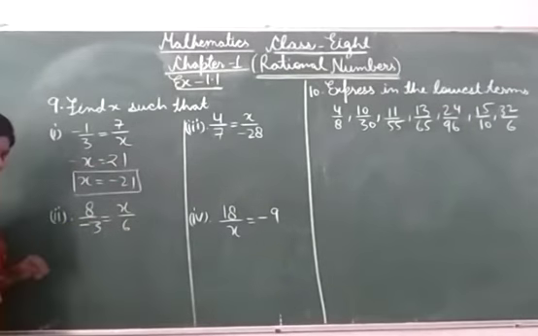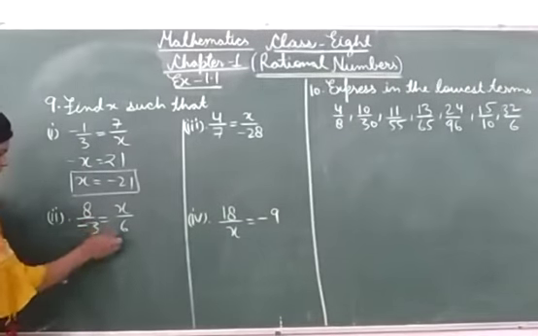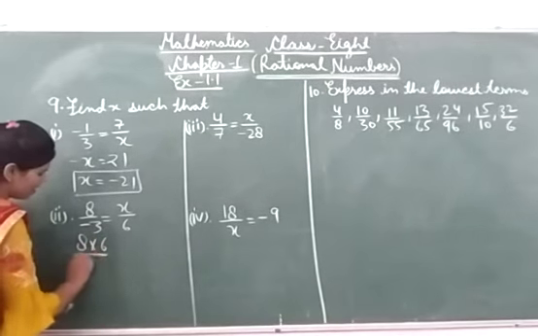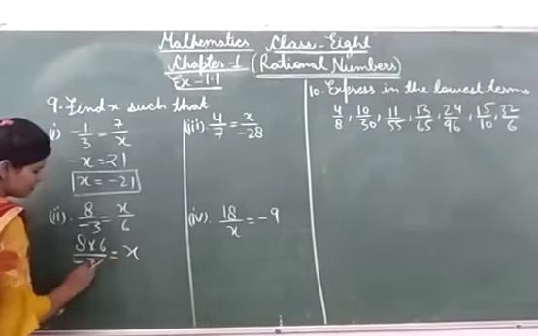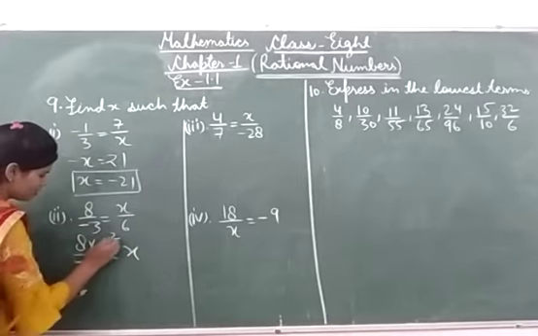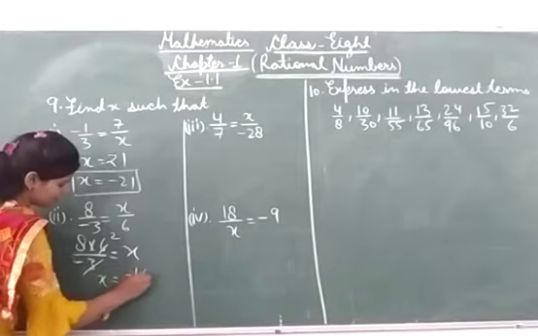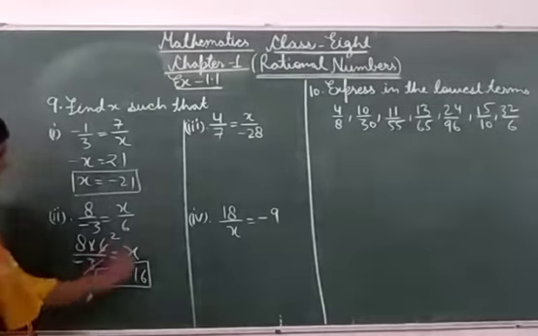Is your answer. Next, x/8 equals 6/-3. 3 2s are 6 and 2 8s are 16, so x equals minus 16. This is the value of x.